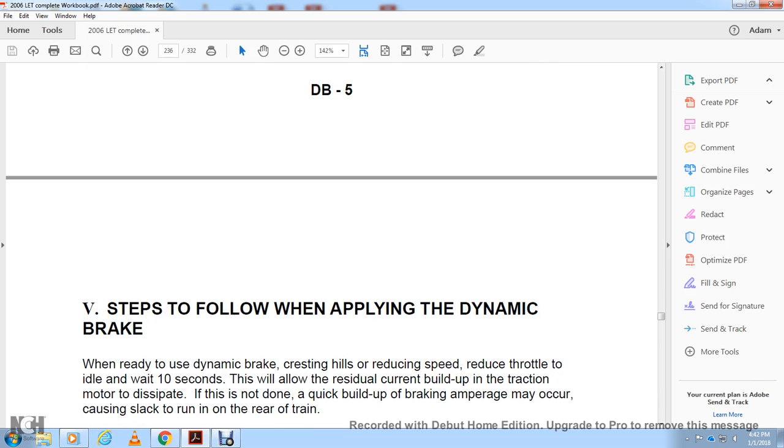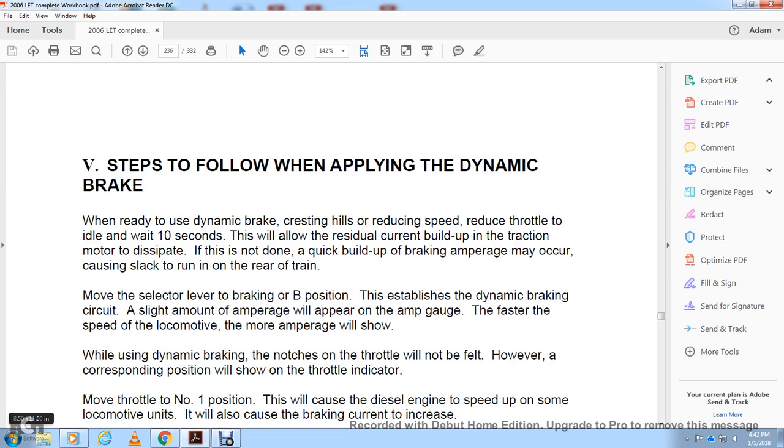Steps to follow when applying the dynamic brake. When ready to use the dynamic brake, to reduce speed, reduce the throttle to idle and wait 10 seconds. This will allow residual current buildup in the traction motor to dissipate. If this is not done, a quick buildup of the braking amperage may occur, causing the slack to run into the rear of the train.